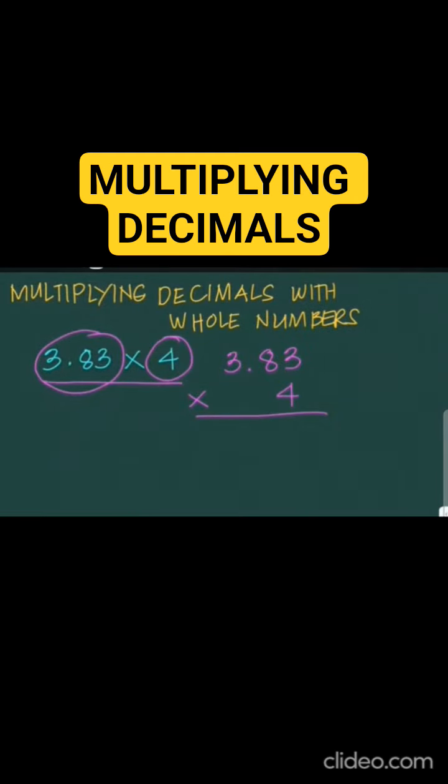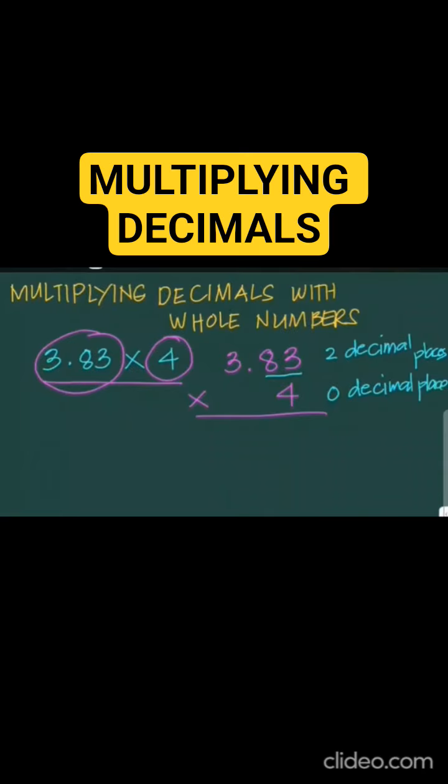First, we ignore the decimal point and then just simply multiply the two numbers normally. And then after that, after multiplying the two numbers, we just count the number of decimal places in the decimal number. So the decimal number here is 3.83, and it has two decimal places. And of course, the whole number has 0 decimal place.